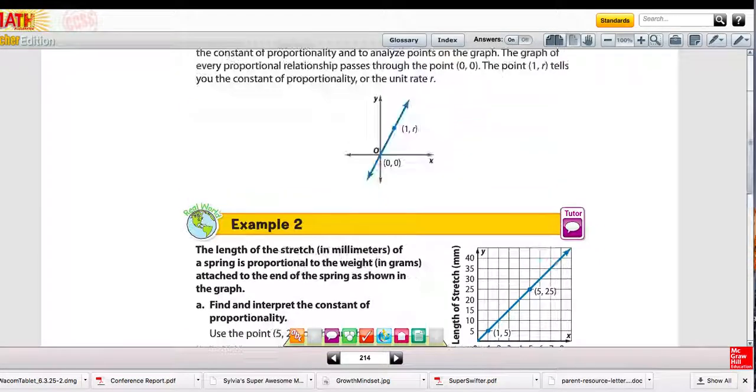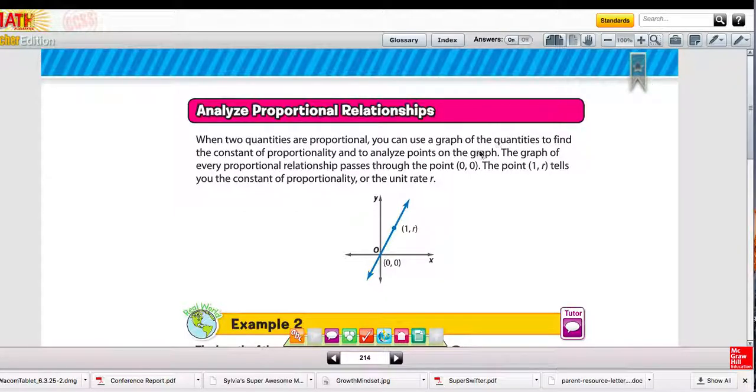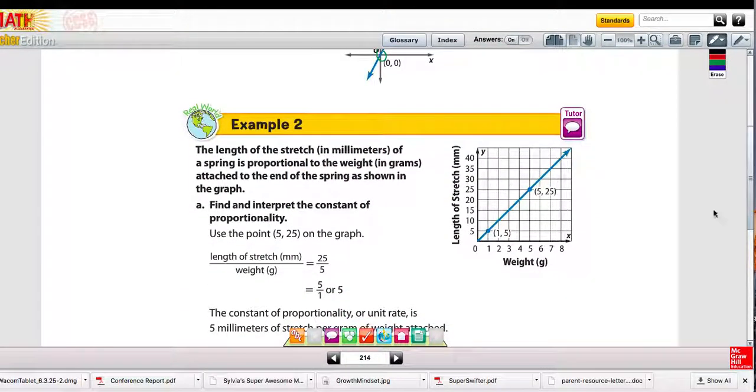For the next example on page 214, we're looking at two quantities being proportional, and you can use the graph like we have here to find that constant of proportionality, and then we can analyze some points on the graph. Okay, remember that it has to pass through the origin, so that's this point right here. And then we also have other ordered pairs on the line that we can use to find that constant of proportionality.